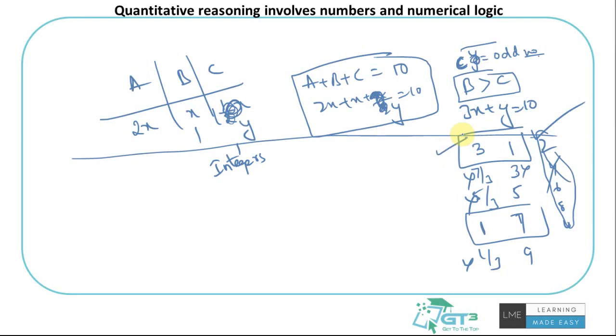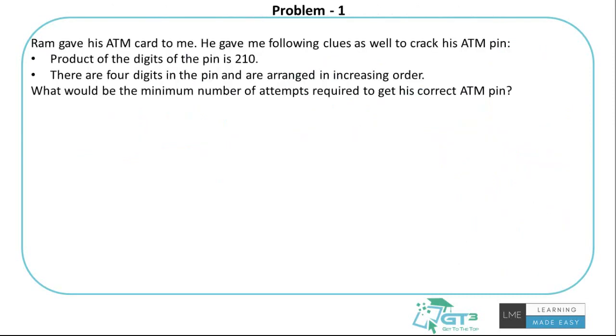Right, so let's get started with the questions to understand them better. So simply let's look at this. Ram gave his ATM card to me. He gave me the following clues as well to crack his ATM pin. So the product of digits of the pin is 210.